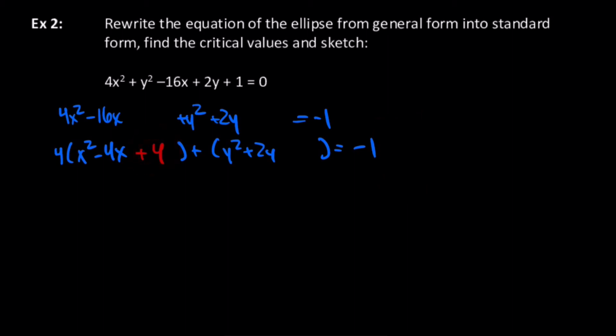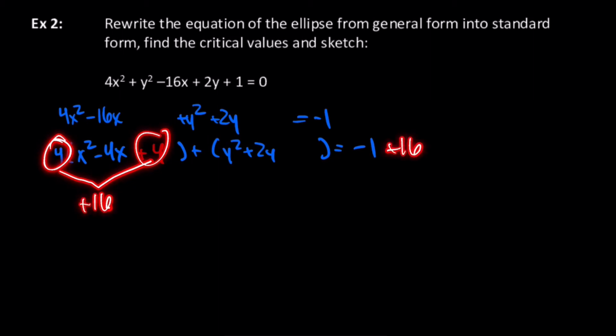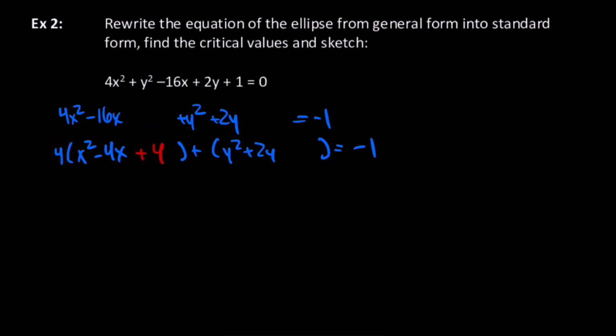Here's where it gets tricky. I'm really adding 16 because I took out this GCF. 4 times 4, I'm adding 16. So I need to add 16 on here. Again, that's another area where we see mistakes, but this one's a little bit challenging, so it's certainly understandable. So I add 16. Over here with the y's, add 1, add 1.